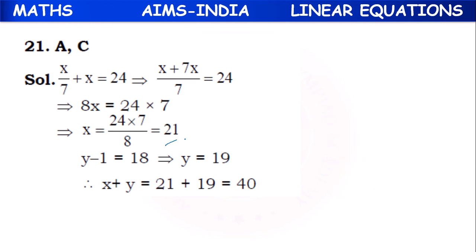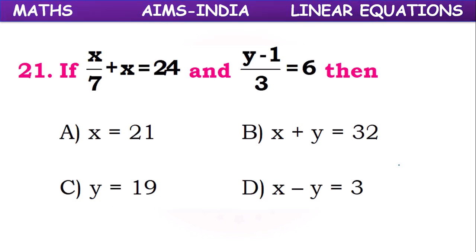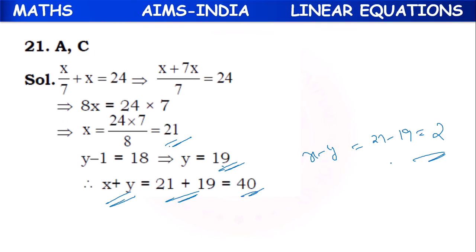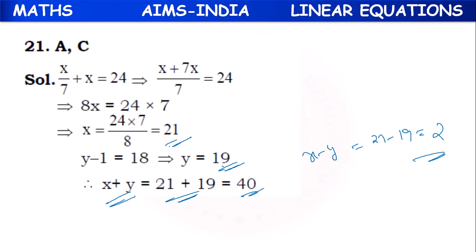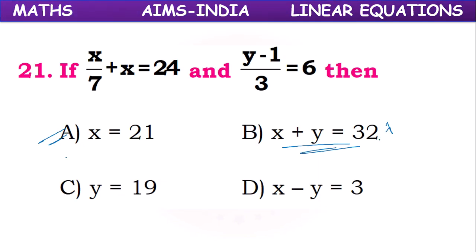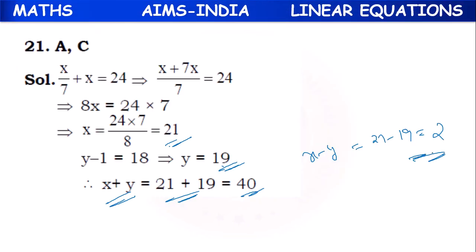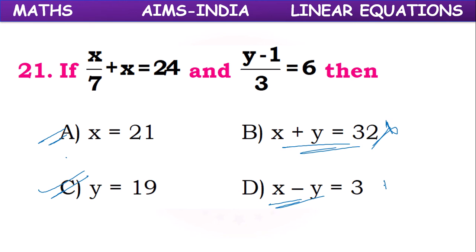So we got x equal to 21, y equal to 19. Now x plus y how much? 21 plus 19, 40. X minus y how much? 21 minus 19, 2. So here x is 21, correct answer. X plus y 40 we are getting, this 32, wrong answer. Y value 19, correct answer. X minus y we got 2, but here they have given 3, wrong answer. A and C are correct options.